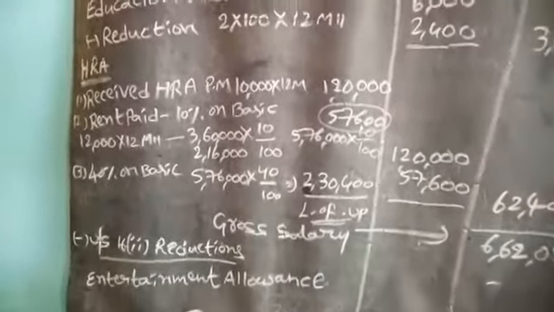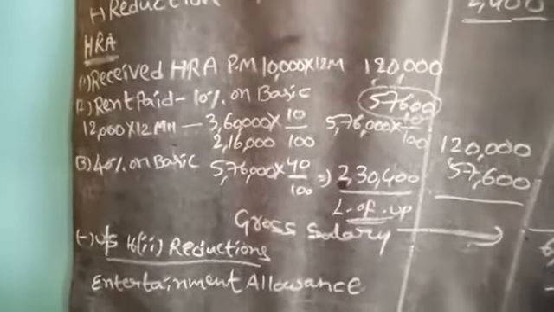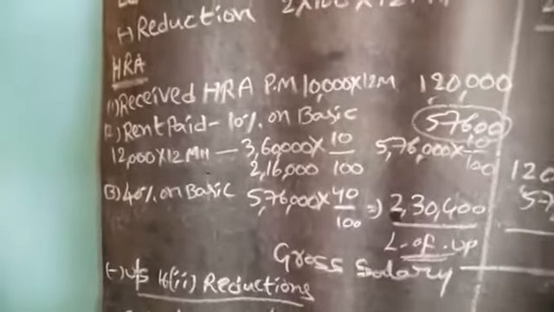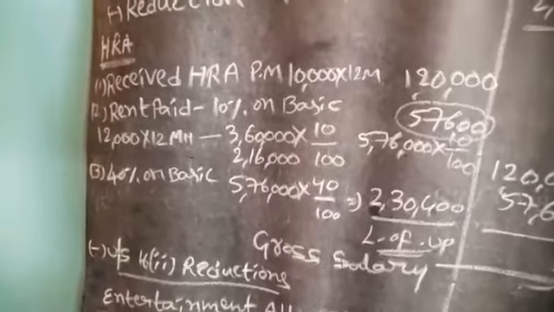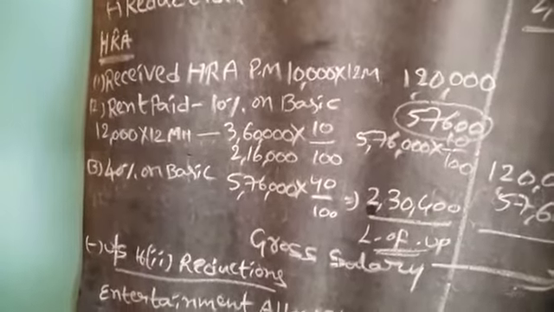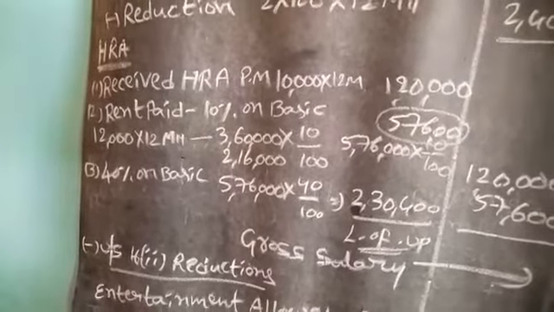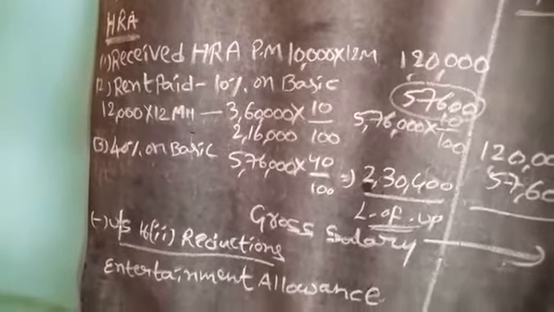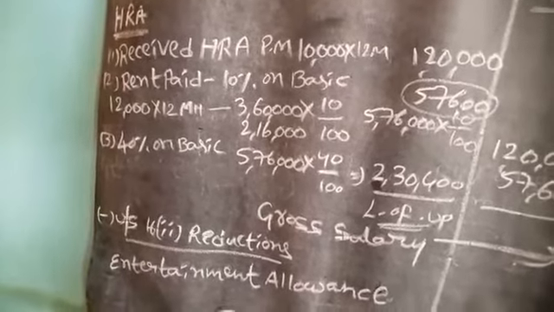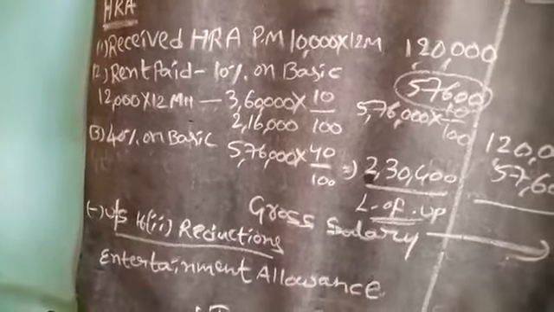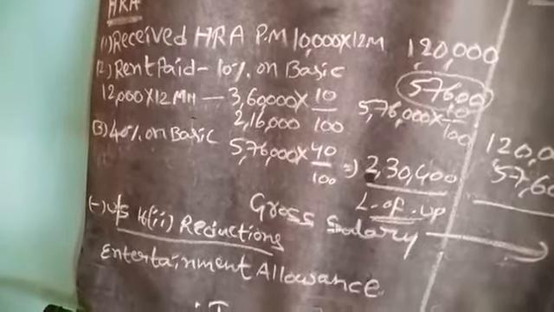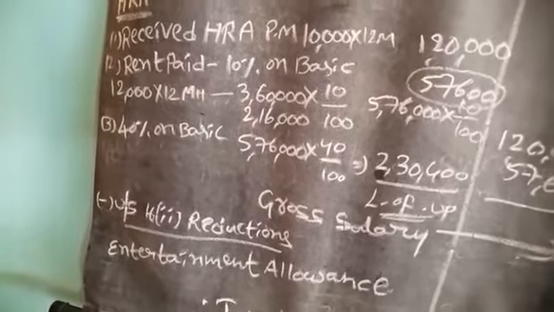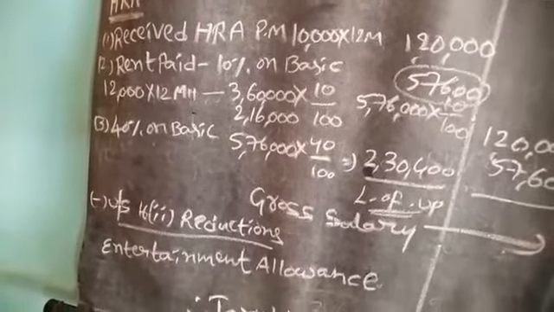So next one is the HRA. This is a most important point. There are 3 points. We take the least of the 3 in the HRA. So first one is the received HRA, 10,000 per month into 12 months yearly, 1,20,000. Second one is the rent paid minus 10% on basic. Rent paid 12,000 per month into 12 months, and the 10% on basic. So 12,000 into 12 months and the 3,60,000 into 10 by 100.